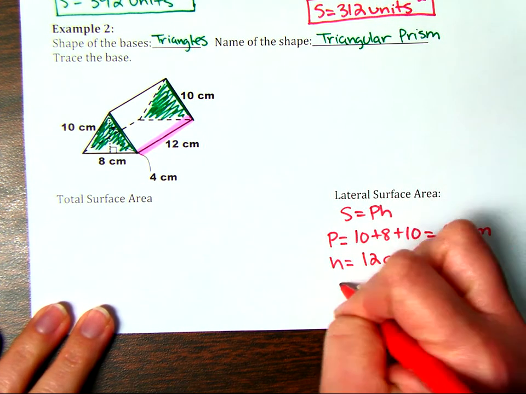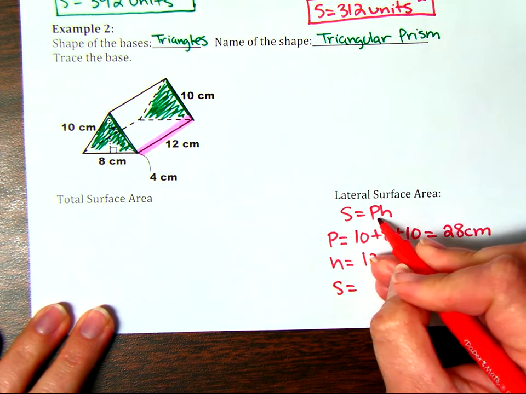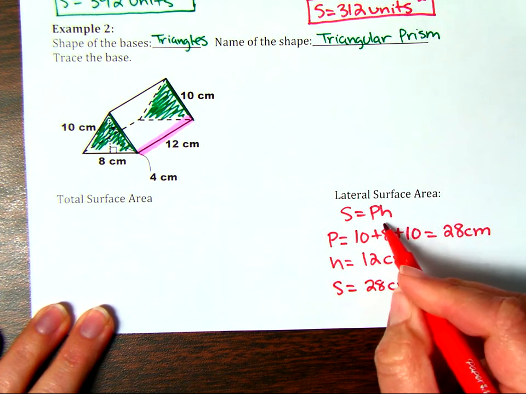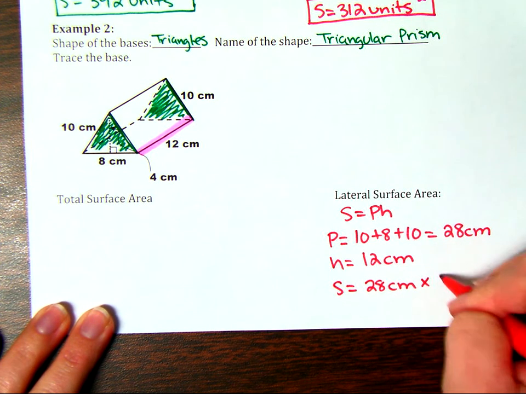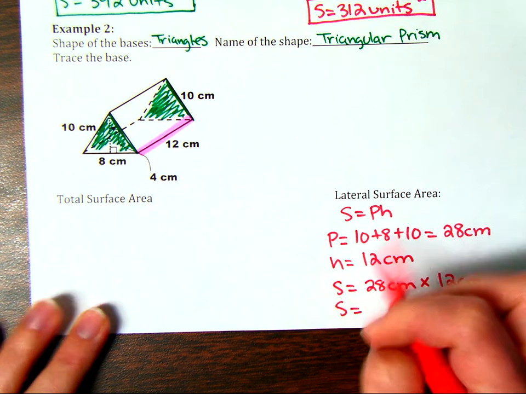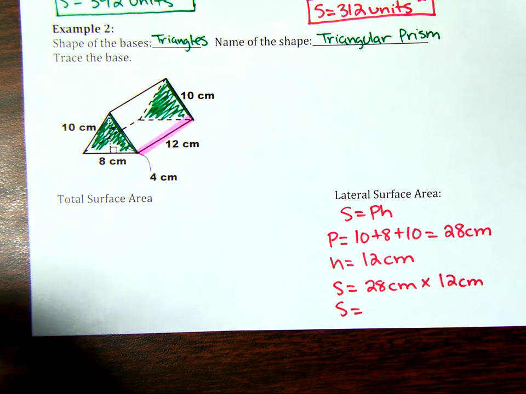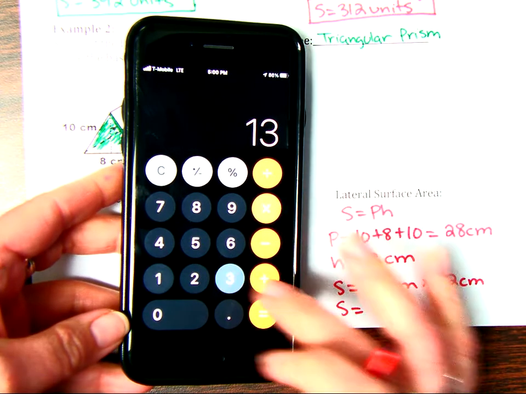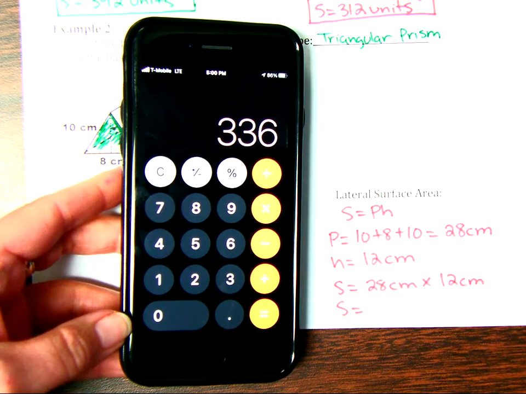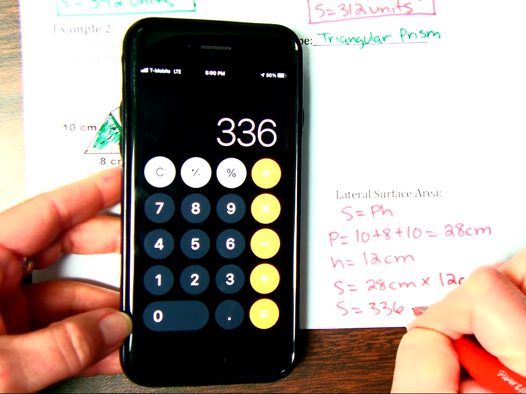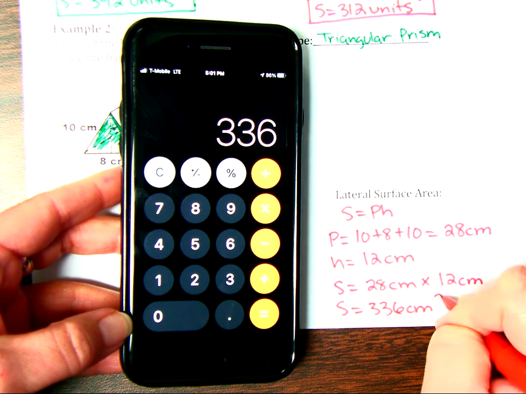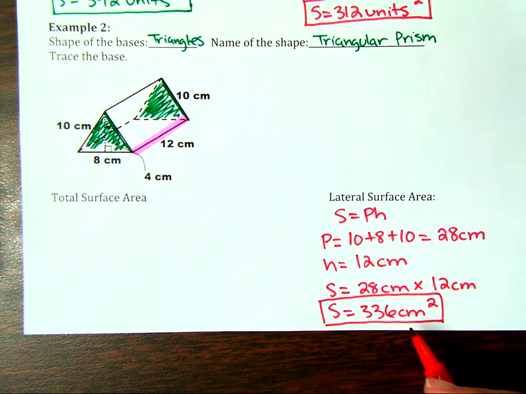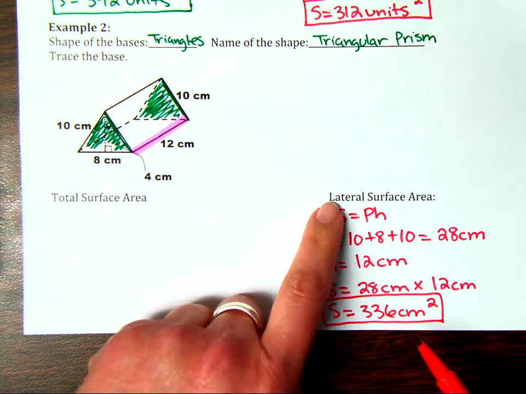So now I can substitute that information in. The perimeter of the base I saw was 28 times the height of the prism connecting those bases, which is 12 centimeters. So I can go ahead and do my math. 28 times 12 is 336. Centimeters times centimeters means centimeters to the second power. So my S is 336. Now in this situation, the S stands for lateral surface area.